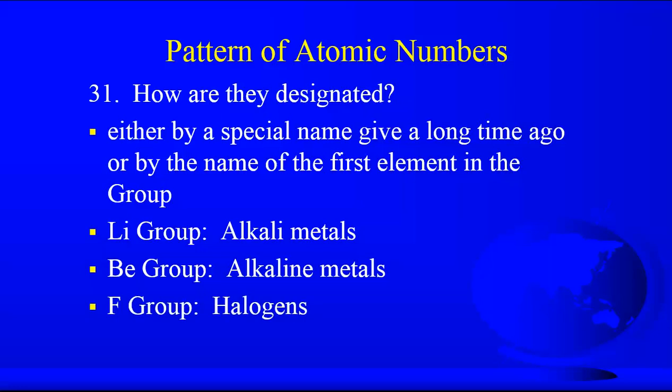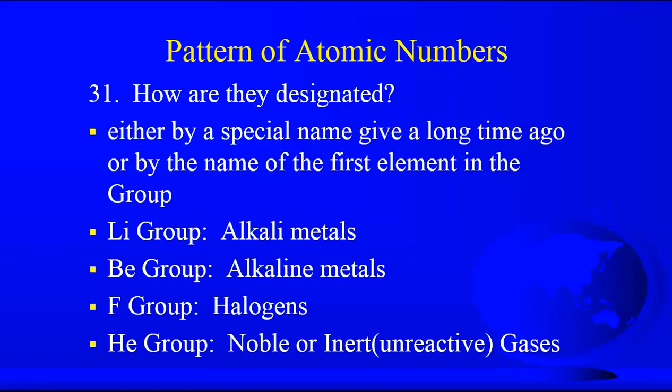The next to the last column is the fluorine group, and they are called the halogens. So all of these guys with special names, you must learn those special names. Because from now on, I may refer to them as the halogens, and you need to be able to know exactly where to go on the periodic table to find the halogens.